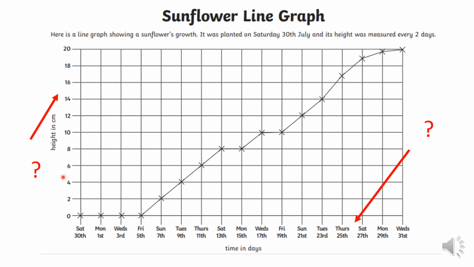Have a quick look here. Can you work out the scale for each of the axes? Take a pause in the video. Hopefully you'll see here that the height in centimetres is going up in the scale of 2 centimetres. 0, 2, 4, 6, 8 and so on. And down here when we look at the dates, 21st, 23rd, 25th, 27th, you should see this every 2 days.